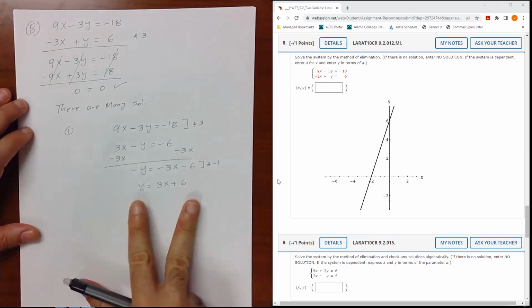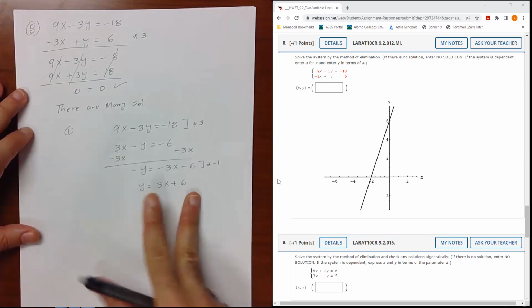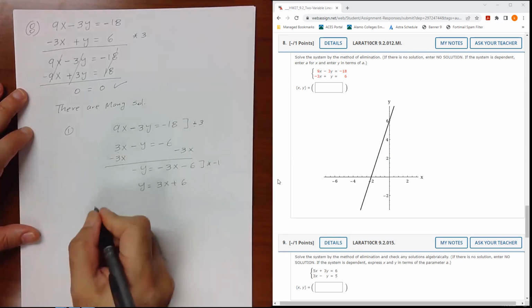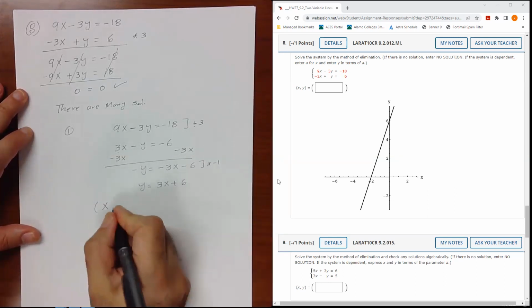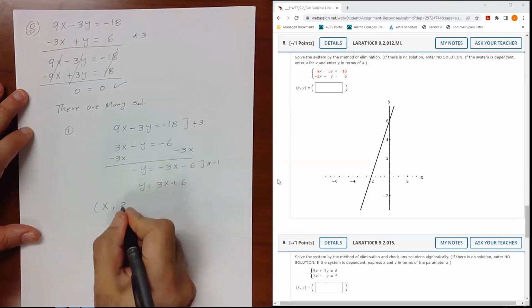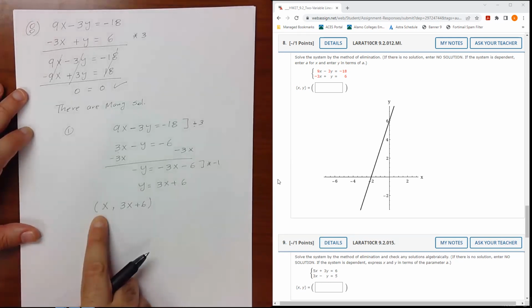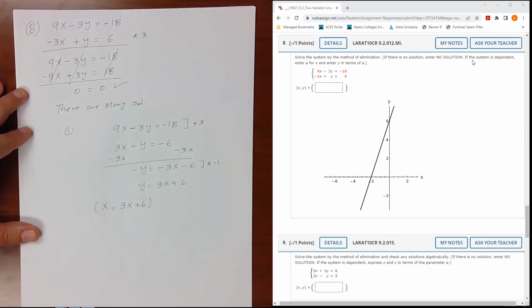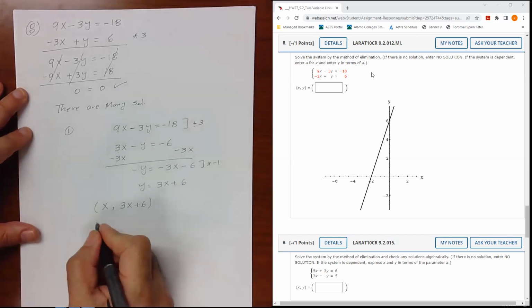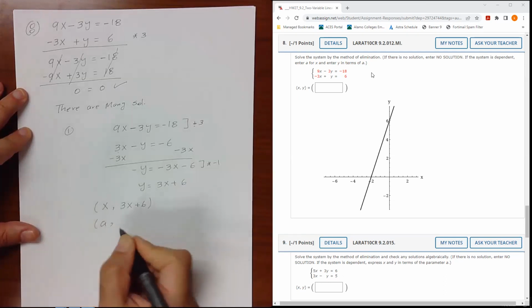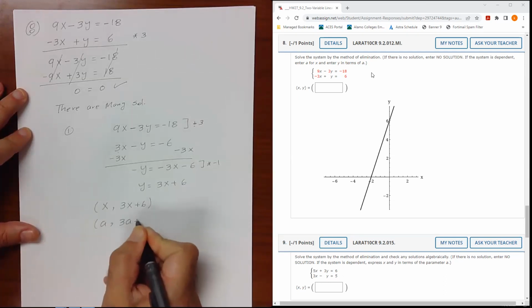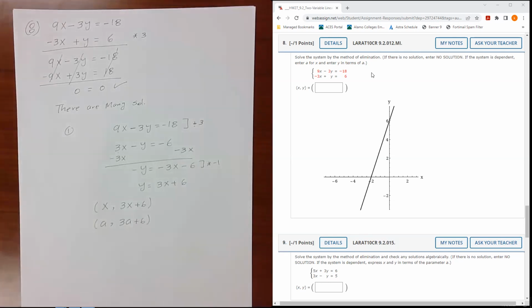You see, now y equals 3x plus 6. So our solution is going to be x, the independent variable, and y is going to be 3x plus 6. This is the y value and this is the x. What they're telling you here is, if the system is dependent, enter a for x and enter y in terms of a. So x is a and y is going to be 3a plus 6. That means this is our solution. This is called a dependent system.